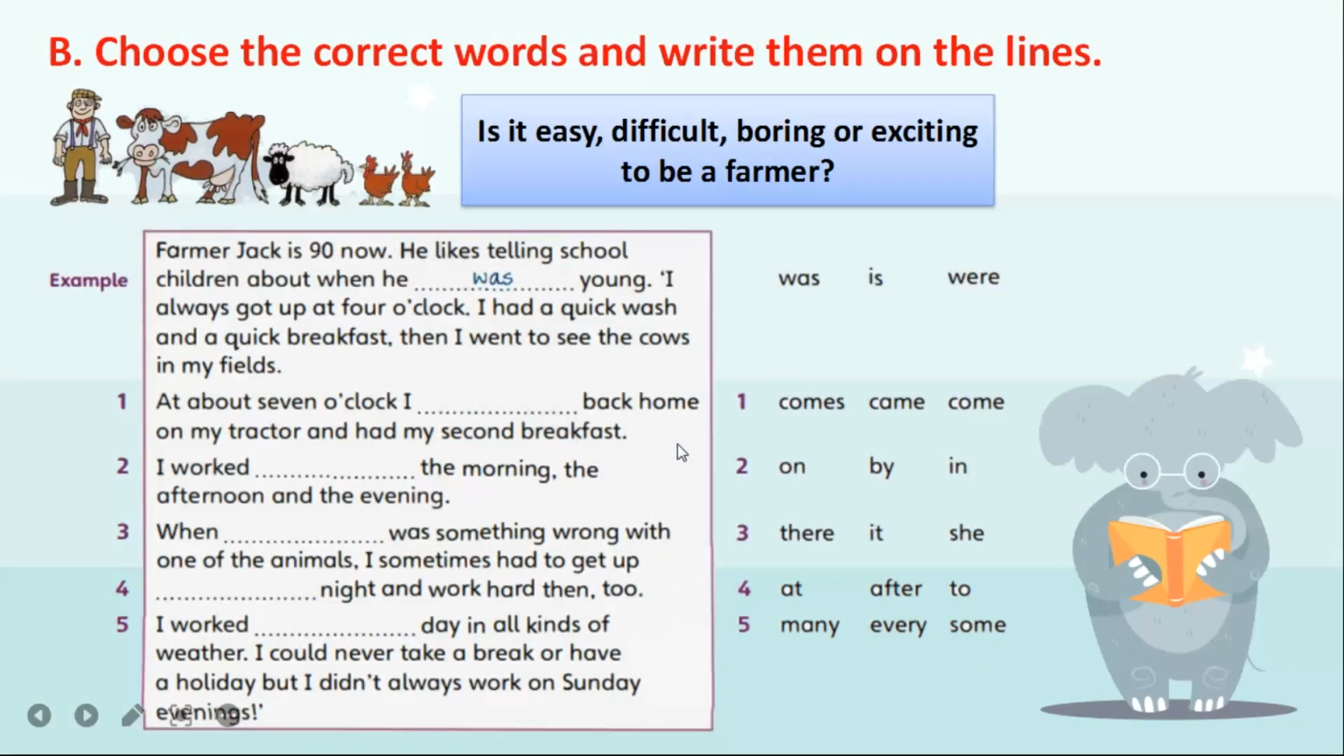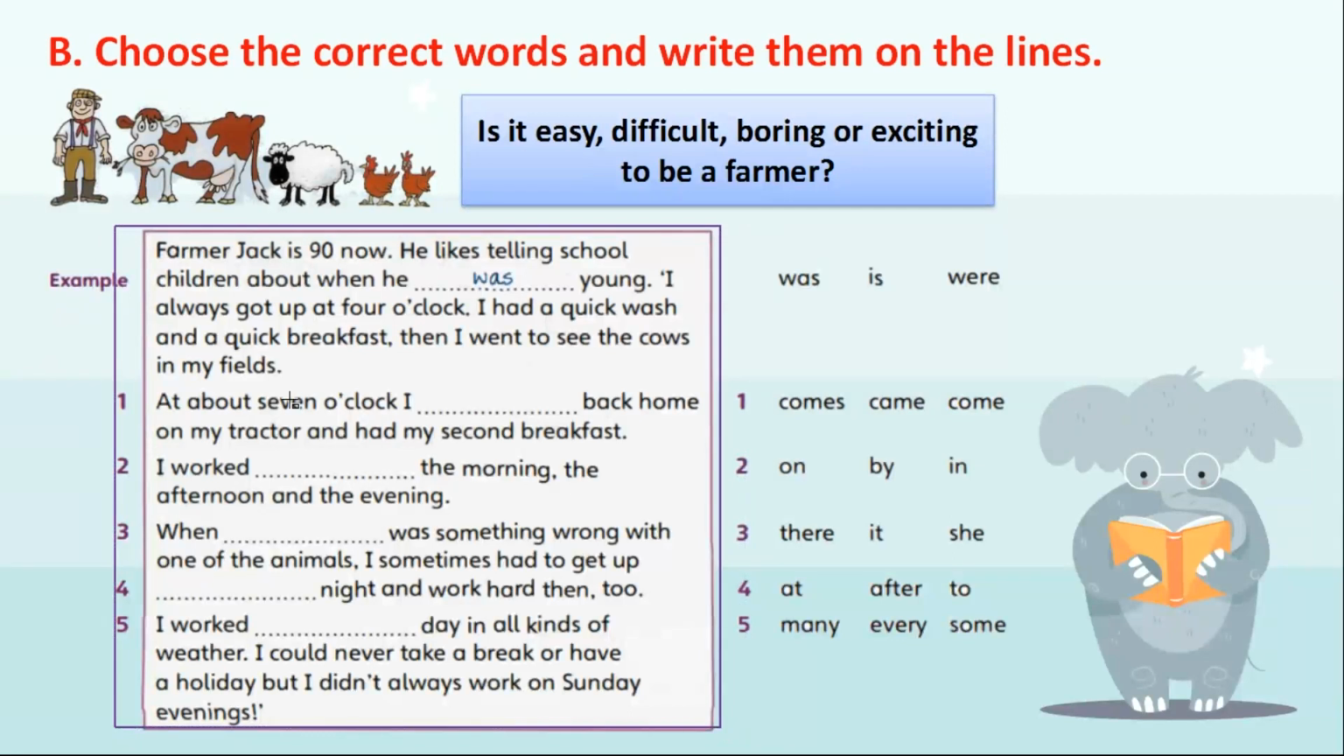Oh, since you cannot write, I just want you to read and tell me your answer. Okay, you read Farmer Jack. Jack is 19 now. He likes telling school children about when he was young. I always got up at 4 o'clock.